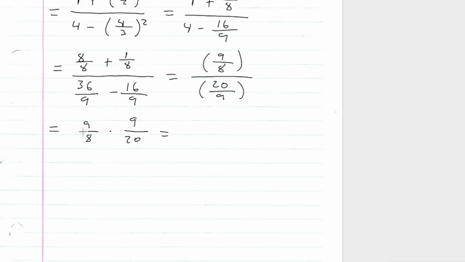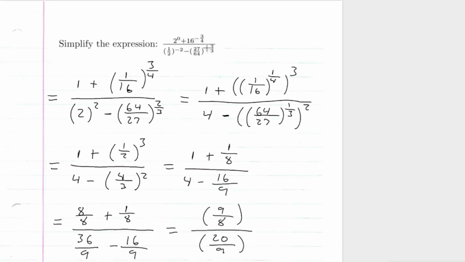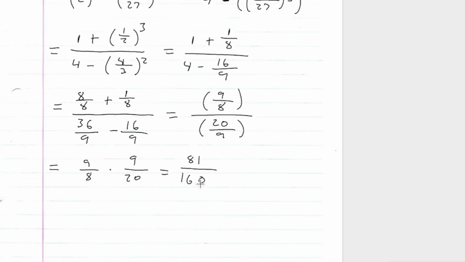And then when we multiply fractions, we do it straight across. It'll be 81 over, and then 8 times 20 is 160. So this simplified is just 81 over 160.